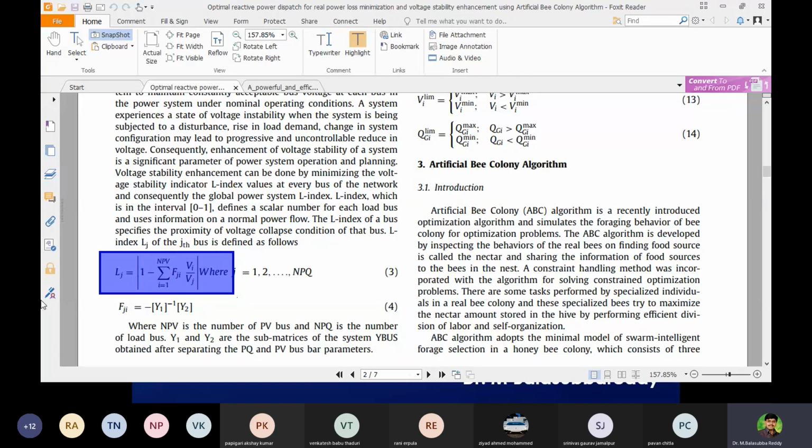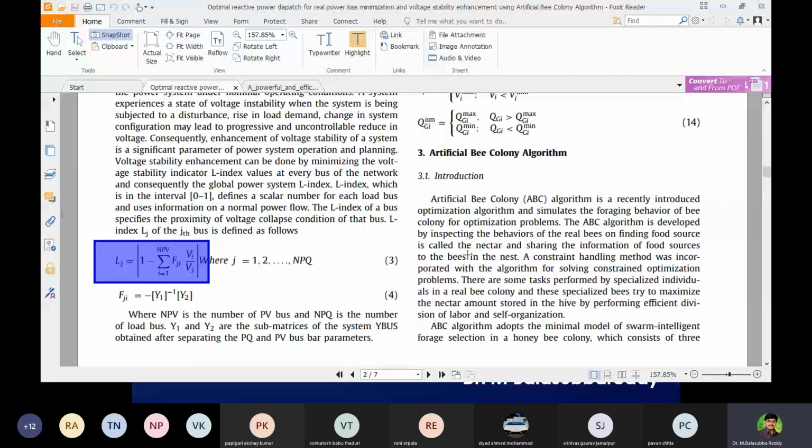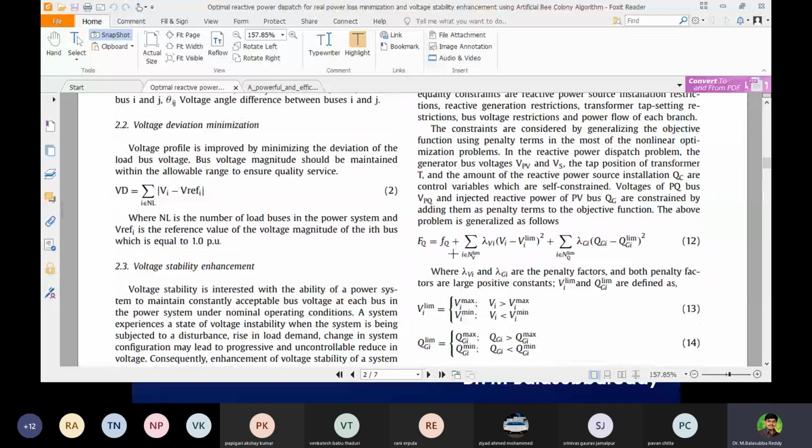So for the L index they used this function. This is our objective now. What I will explain is that if the function is f of x equals x1 square plus x2 square and so on, I will solve it using the artificial bee colony algorithm. Now, if you want to solve this paper, you replace that with this equation. Then automatically, if you solve it step by step, you will get the solution. So these are the three objective functions we consider in this paper.